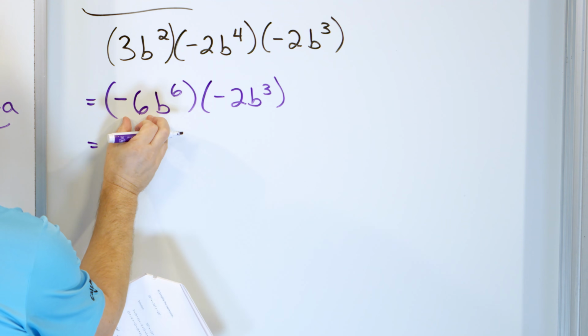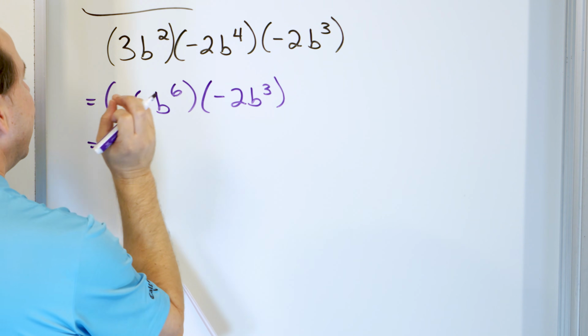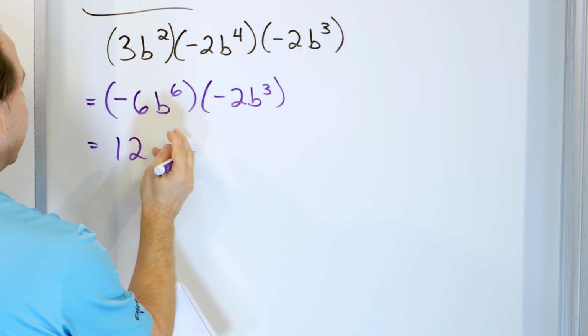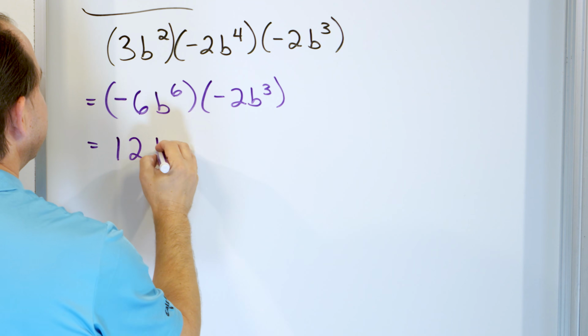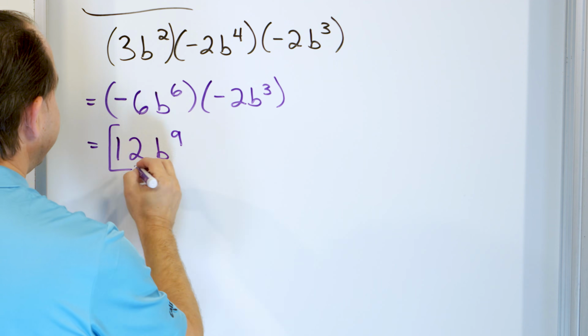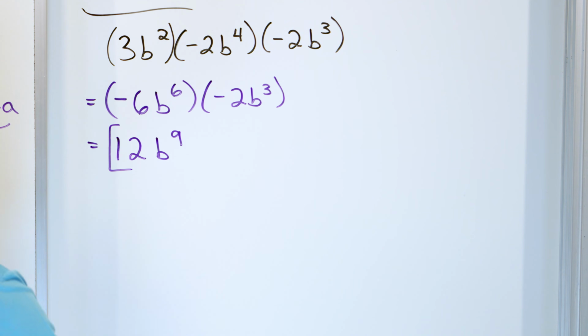All right, but here we have a negative 6 times a negative 2. That's a positive number, positive 12. We have the same base multiplied, but we add the exponent. 6 plus 3 is 9, b to the 9. And so the answer is 12b to the 9th power.